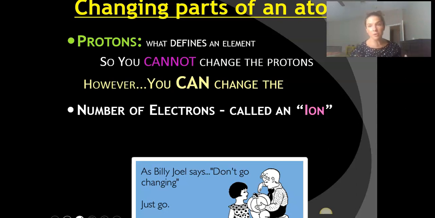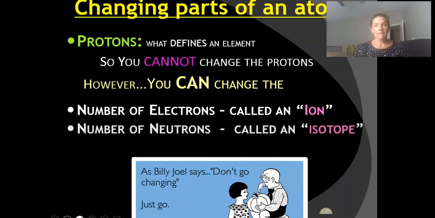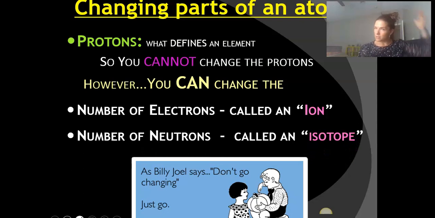Remember, when we change the number of electrons, it ends up giving that atom a charge. Remember when we talked about charges? Those charges are called ions. They're just charged atoms. When you change the number of neutrons, that's called an isotope, okay? So if the number of neutrons changes, you've got an isotope. If you've got a change in the number of electrons, you've got a charged atom, and you have an ion.